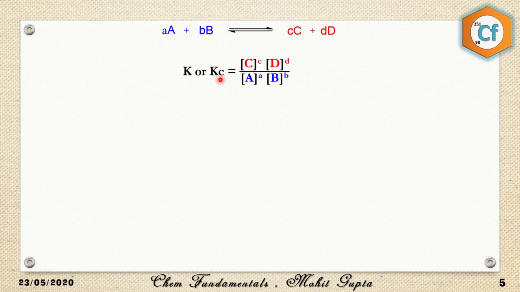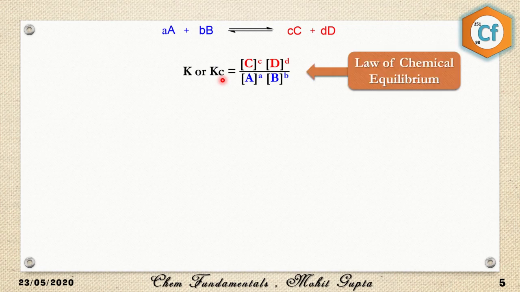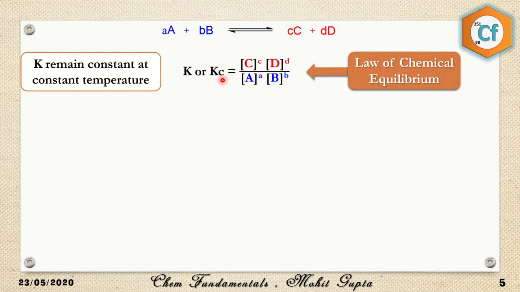Now what does C mean here? This C denotes the concentration term, because we are taking the molarity or the active masses, so we write C for the concentration term. So this is your law of chemical equilibria, and K remains constant at constant temperature. This is a very important point: with a change in temperature, the volume of the solution changes and hence the molarity of the solution changes, due to which the equilibrium constant also changes. So the equilibrium constant is always constant at constant temperature. If we increase or decrease the temperature, the equilibrium constant also changes.